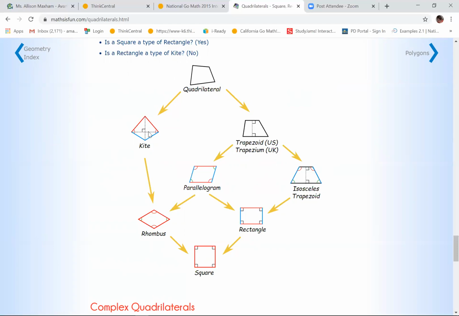A kite is a quadrilateral. A trapezoid is a quadrilateral. An isosceles trapezoid, a rectangle, everything underneath is a quadrilateral. Now look here, a rectangle is an isosceles trapezoid. And a square is a rectangle. A square is also an isosceles trapezoid. A square is also a rhombus. A square is also a parallelogram. A square, oh my goodness, it's all of these. A square is everything.